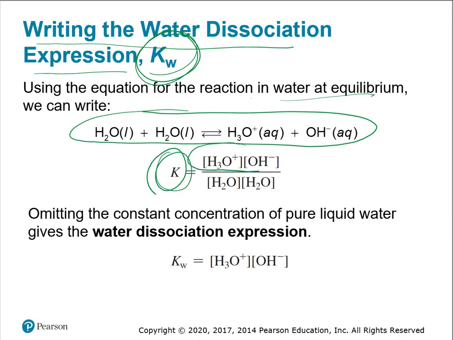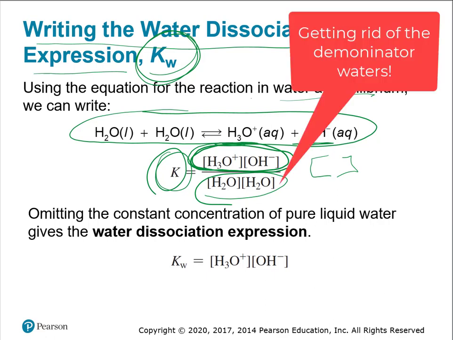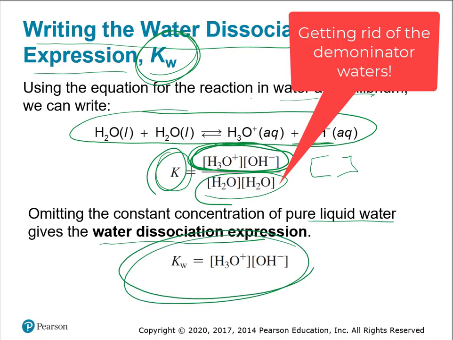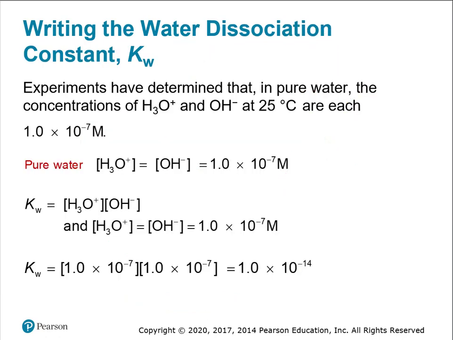By doing this, we write the concentration of our products. Our products are H3O+ and OH-. And to show concentration, we show those brackets. Products over reactants. Omitting the constant concentration of pure liquid water gives the water dissociation expression, which is this. Kw is equal to our hydronium ion concentration times the hydroxide ion concentration.